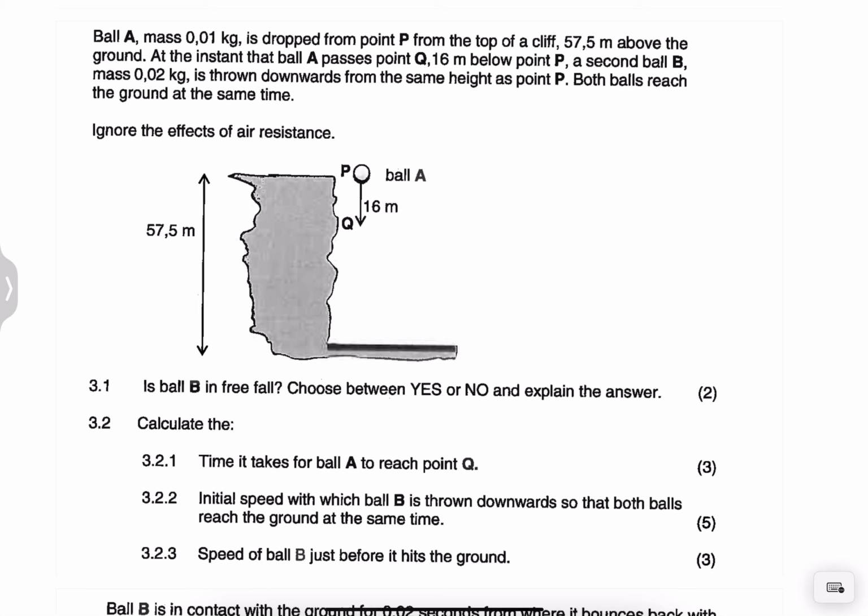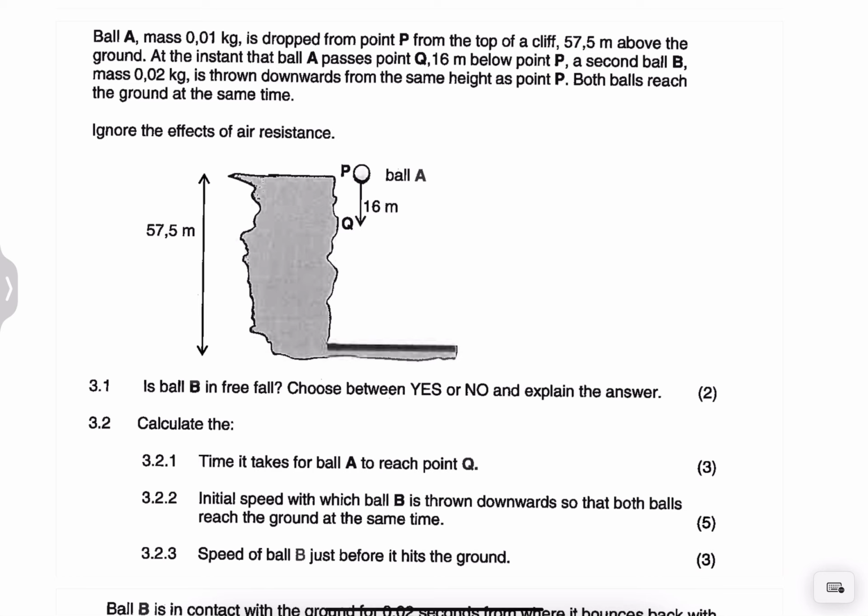Now we want to find out, is ball B in free fall? Choose yes or no and explain the answer. So remember, in this case, the moment that we throw ball B, it is moving, and the only force acting on ball B is gravitational force. Because there's no air friction, gravity is the only force that's acting. So therefore, yes, it is in free fall.